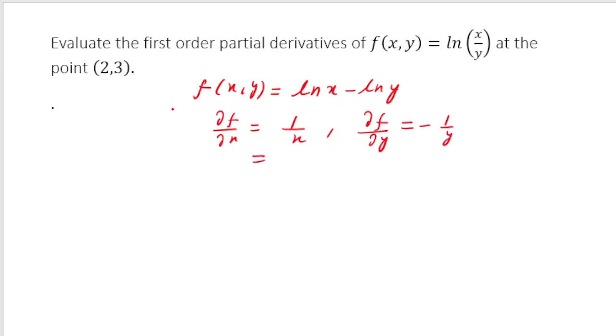So at the point (2, 3), I have to put the x value 2, so this will be 1 by 2, and this will be equal to minus 1 by 3.